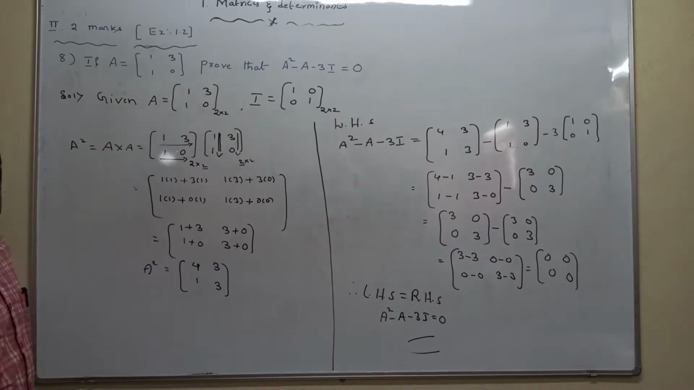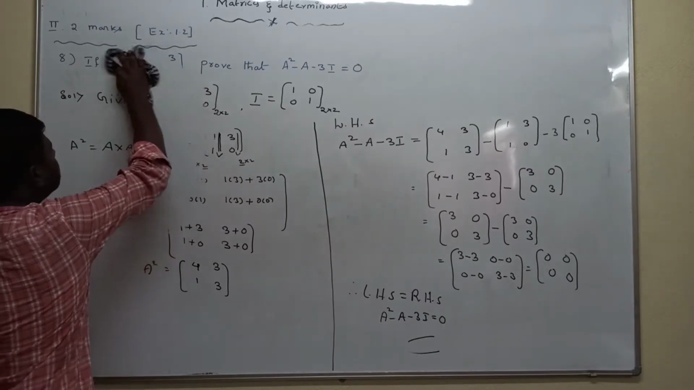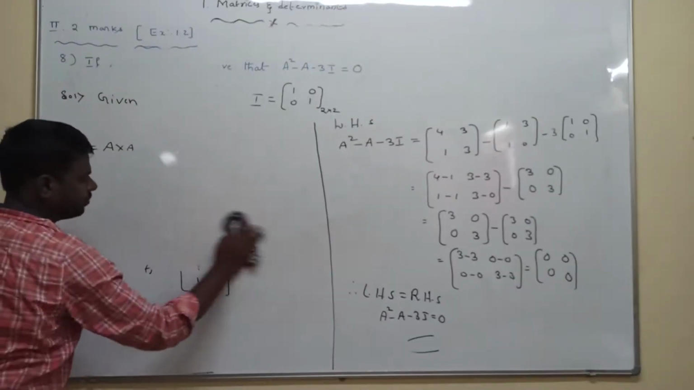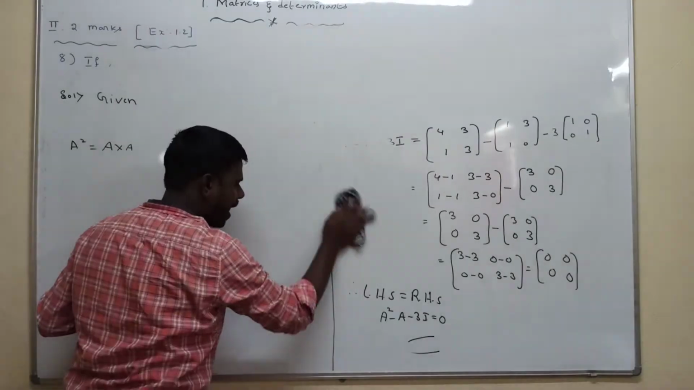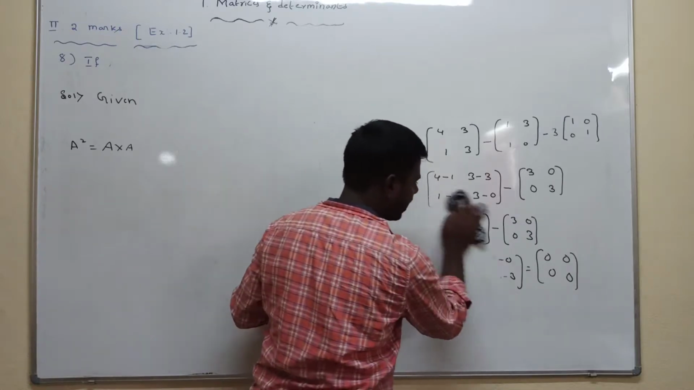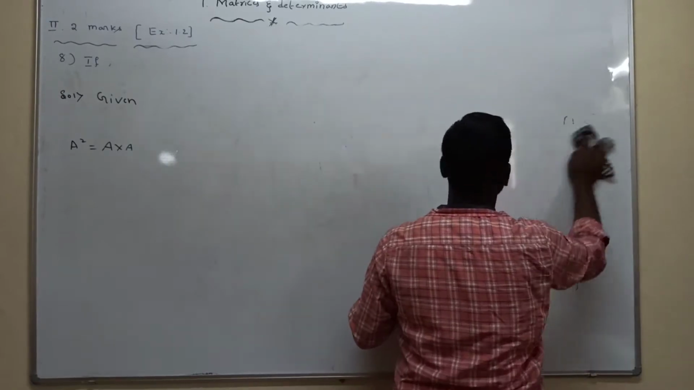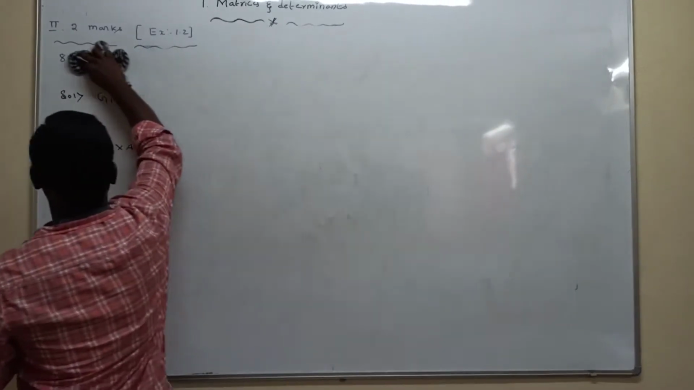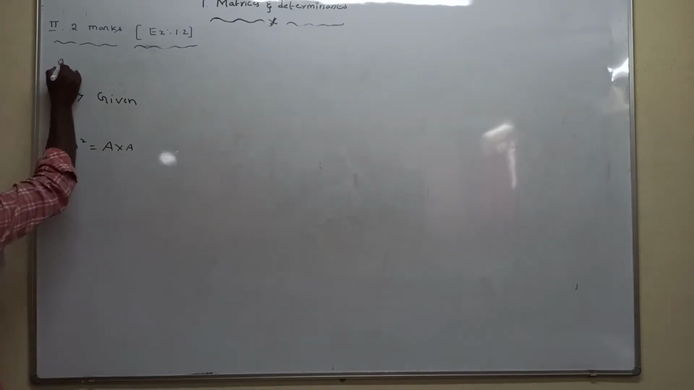Next we are going to the ninth one. Next we are discussing the ninth one. Very easy. First of all, what matrices are given, and which one do you have to prove? That is how we understand and solve the questions easily. So now discussing the ninth question. See question number 9.